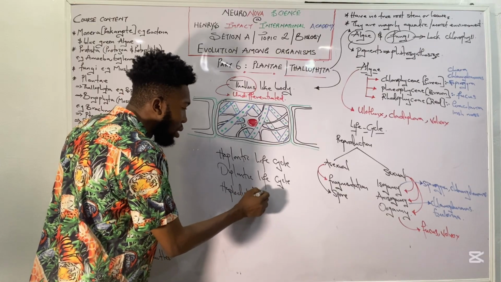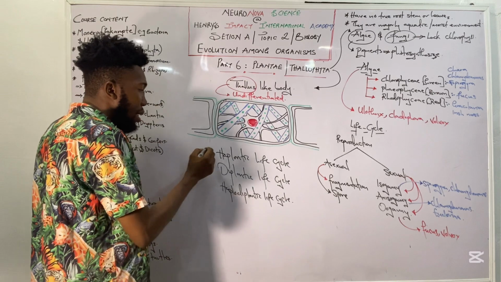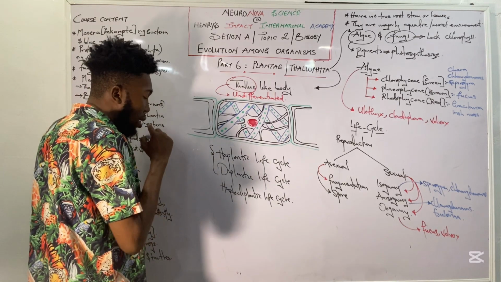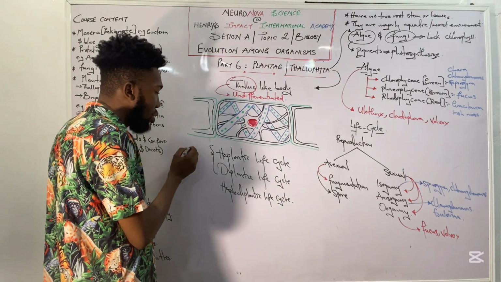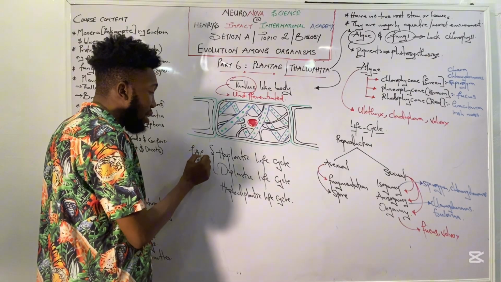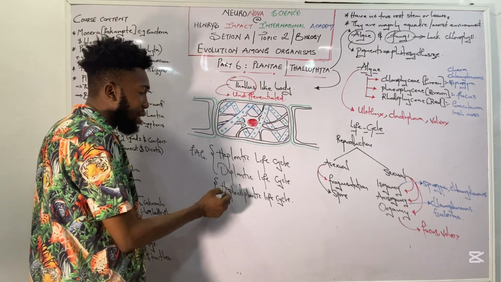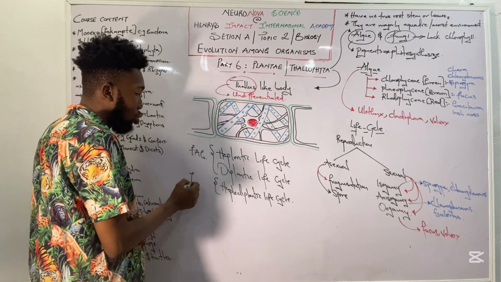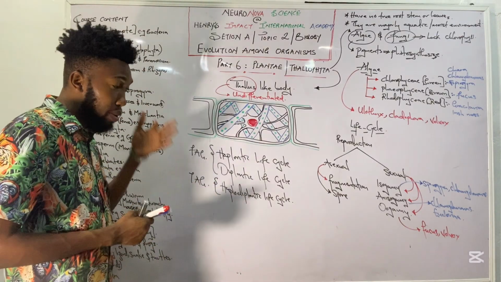The haplodiplontic life cycle. Yes, these first two are false alternation of generation. False alternation of generation is still alternation of generation, but it's not true alternation of generation, because it's the haplodiplontic life cycle that is the true alternation of generation. That's that. Are we there now?